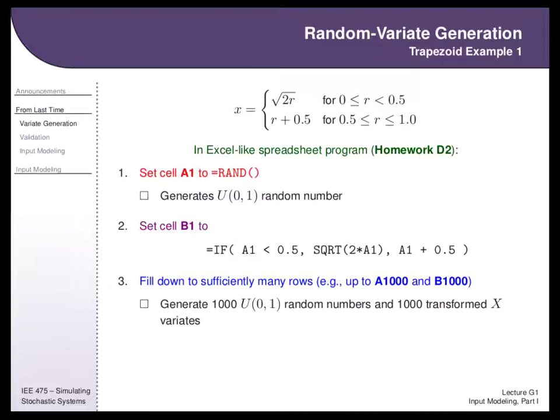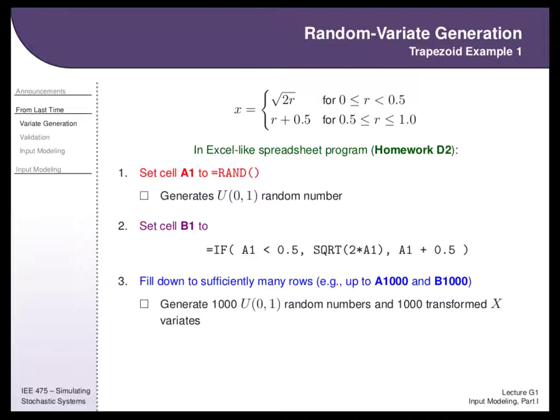And then I can implement that in a bunch of different ways. You can implement it in Excel, where in one column I generate a random number. In the second column, I implement this, where I ask: is the cell in the previous column less than 0.5? If so, take the square root of 2 times it. Otherwise, add 0.5 to it. And so that ends up giving me my outcomes. Column A will be my uniform random numbers, and column B will be my outcomes from the trapezoid. Then I just fill that down to get as many samples as I want.